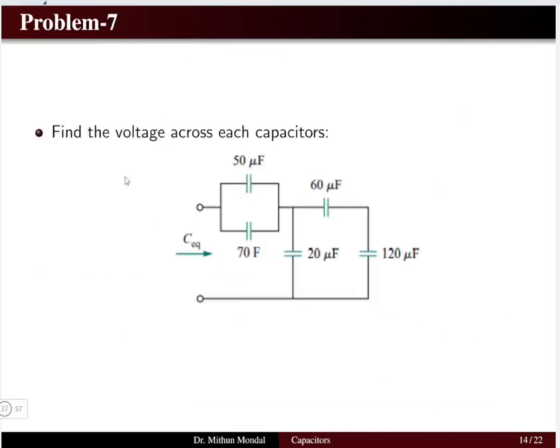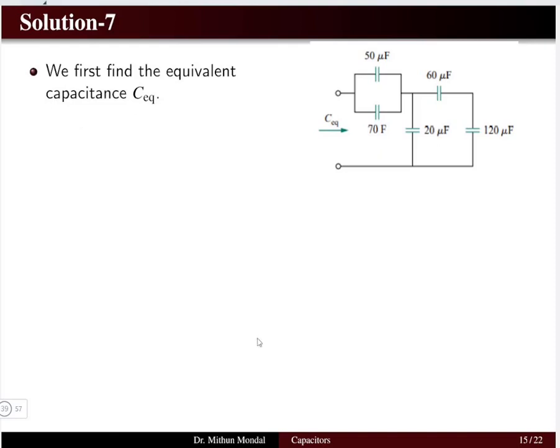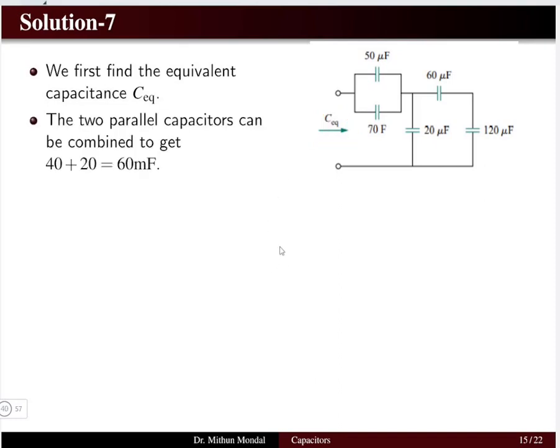Problem 7: find the voltage across each capacitor. So we have different capacitors: 50 microfarad, 70, 20, 60 and 120. We have to determine the voltage across each capacitor. The first thing you need to do is determine the value of C equivalent when you look in at the terminal, because we have to determine the voltage.